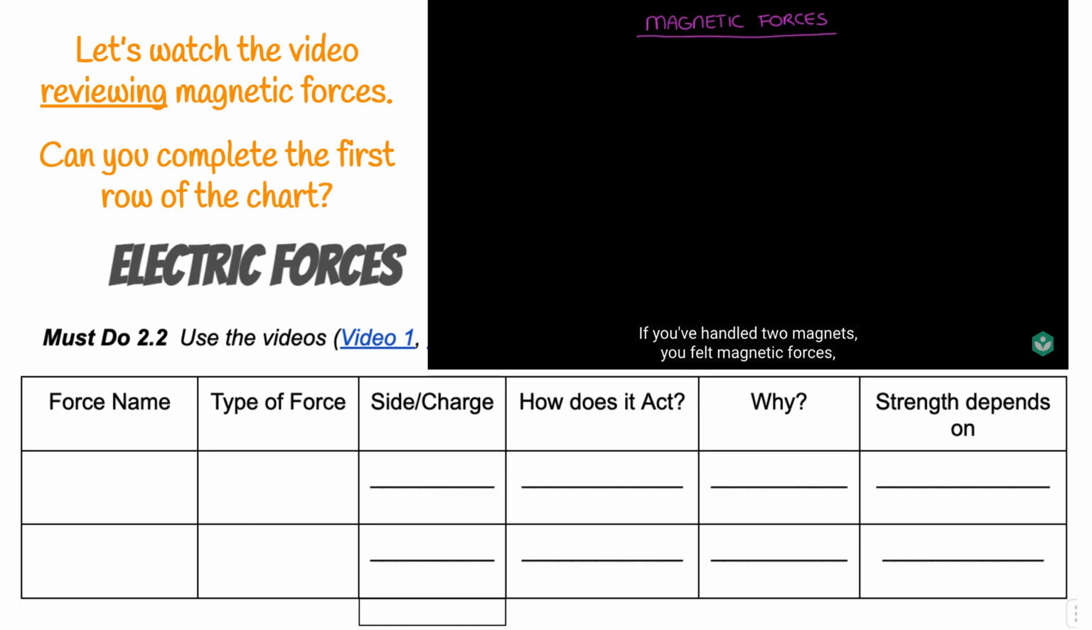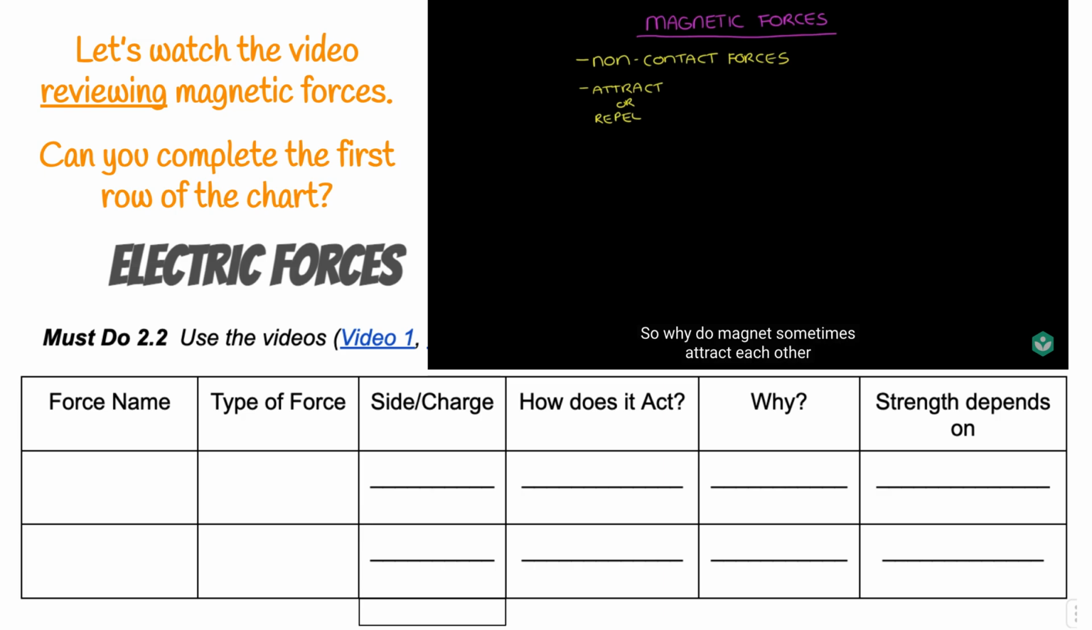If you've handled two magnets, you've felt magnetic forces, even when the magnets weren't touching each other. That's because magnetic forces are non-contact forces, which just means they can affect other objects they aren't even touching. Magnets will attract or repel each other, and this attraction or repulsion is a magnetic force. But magnetic forces don't affect everything the same way. Otherwise, a magnet would stick to you, not just a refrigerator. In this video, we're going to talk about the magnetic forces between two magnets.